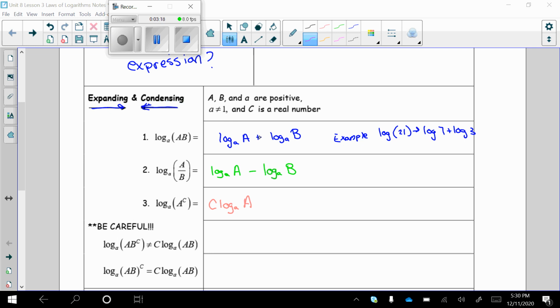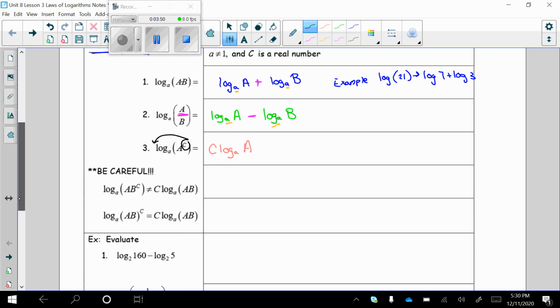All right, so again, when you're multiplying, you're going to switch to add. Notice that our bases are staying the same when we split that. All right, when we divide, we're switching that divide to subtract. And then down here, we're moving that c to the front. Okay, but all through it, those bases stayed the same. We've never changed our base.